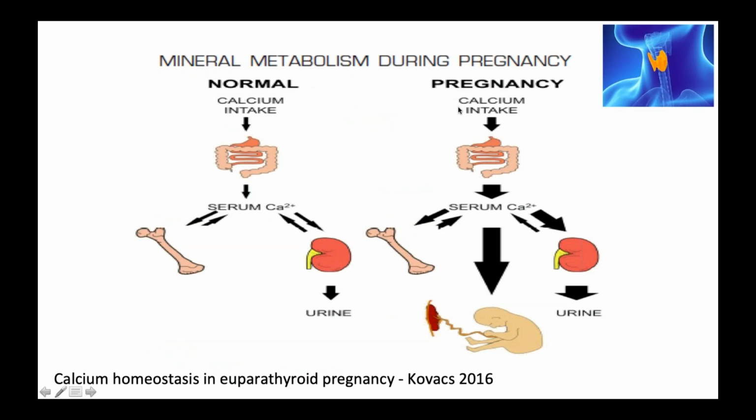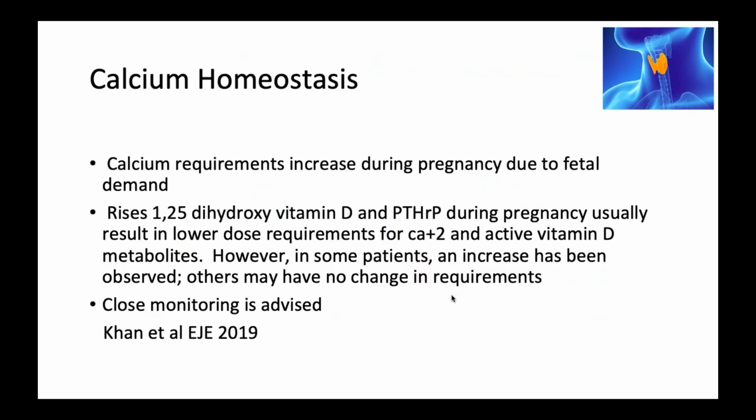And this is a nice diagram from Chris Kovacs' paper demonstrating that this enables the mother to meet the fetal requirements for the developing fetal skeleton. It's important for us to recognize that the calcium requirements increase during pregnancy to meet the fetal demands, and the rises in 125D and PTHrP during pregnancy may result in lower dose requirements for calcium and active vitamin D metabolites. But in some patients, an increase has been observed, and in others, there may be no change in the requirements. So it's very important that we have close monitoring of our patients, because we don't know how our patient may respond to the changes with pregnancy.